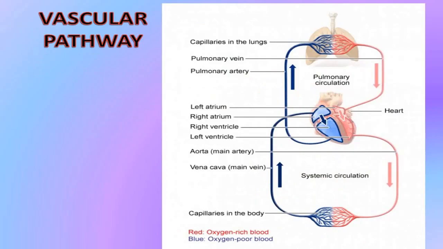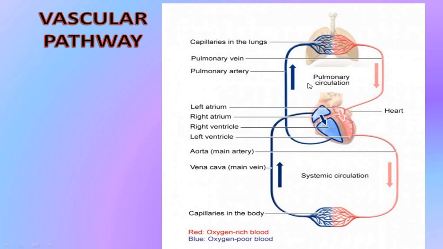Now the next topic is vascular pathway, the pathway of many different vessels in the body. The cardiovascular system or vascular pathway usually includes two major circuits in the human body. One is pulmonary circulation and the second is systemic circulation.